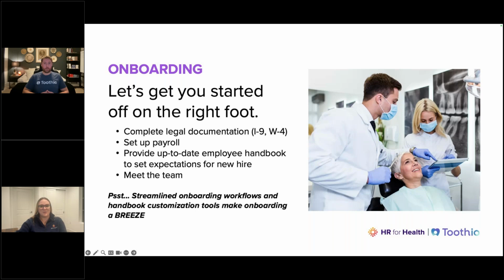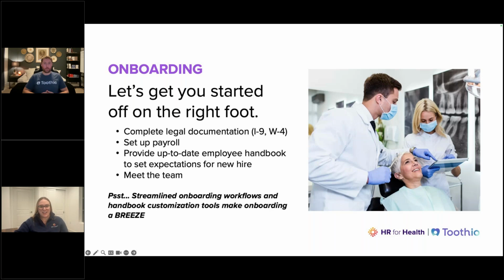Again, if they're coming to you direct, alerting your payroll company of the new hire to make sure they're properly reporting that new hire. If you're using HR for Health Payroll, we're doing this on your behalf already. Toothio's handling that if you're going through their system. And then if you have not updated your employee handbook for 2025 yet, now is the time to do it.